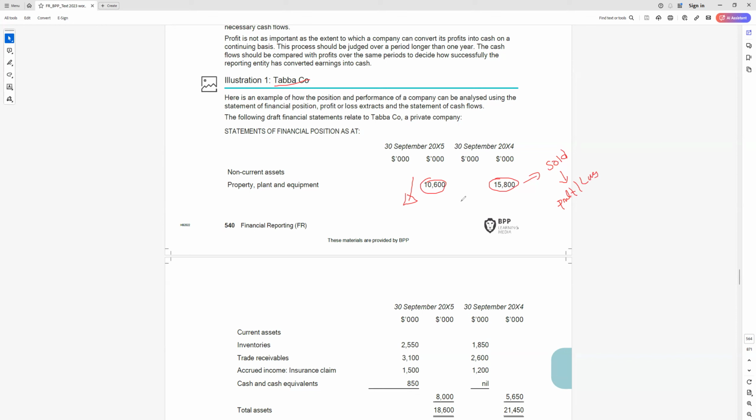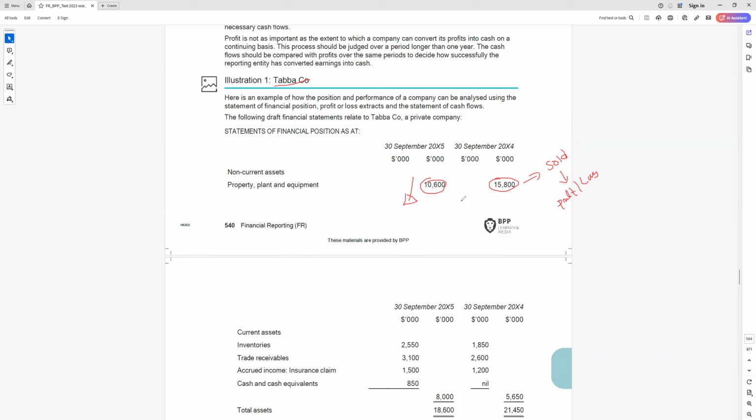So if it is a decrease from 15,800 to 10,600, that means it reduces my total asset, and the only reason my total asset could be reduced is because I sold it. And when I sold something, there's always some profit or loss involved, because when I sell something, either I sell it less than my cost price or more than my cost price. When I say cost price, that means the cost minus the depreciation, I mean the net book value. You know how to do it anyway.